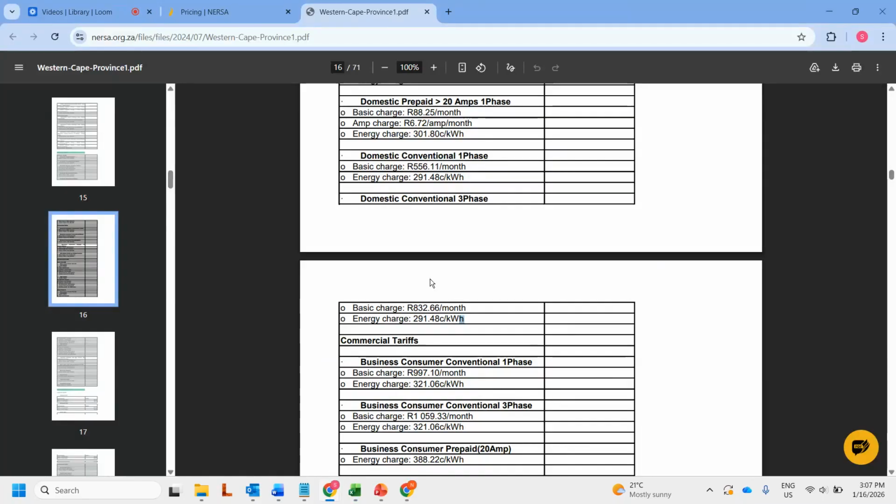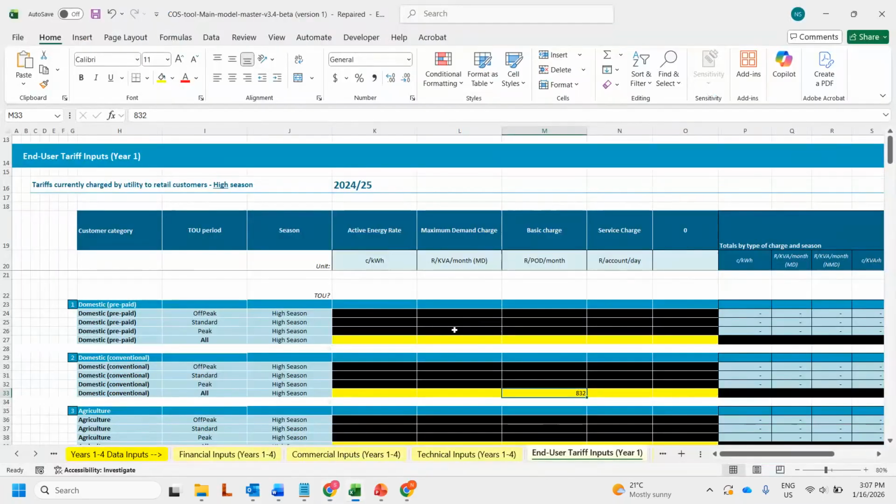And then let's check the energy charge is 291.48 cents per kilowatt hour. 291.48. It's important to remember that this is in cents per kilowatt hour. So if you say 2 Rand, then it's going to throw the study out a little bit.